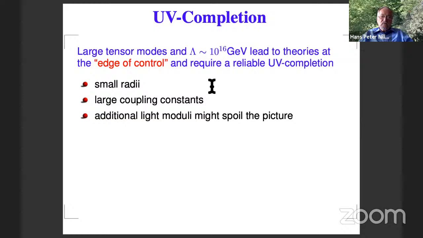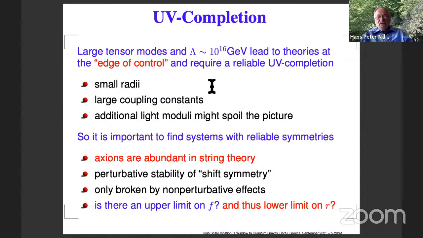And in fact, we cannot really compute, because it is really at the edge of the region. We can typically compute when we have large radii and small coupling constants, but this is in a region where we cannot do it. In any case, it's still worthwhile to look at this picture and see how far we can get.